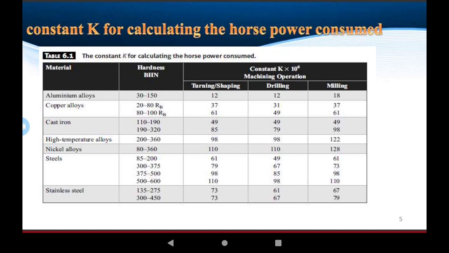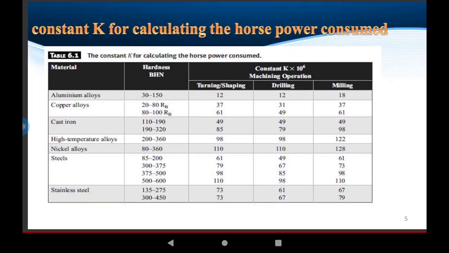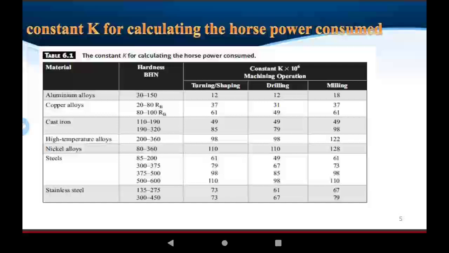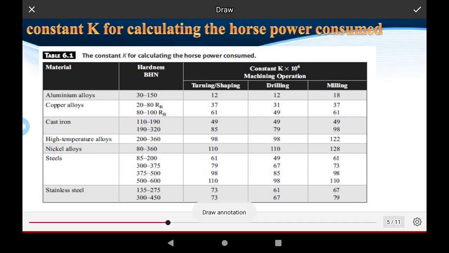Okay, the values taken for milling are 18. For copper alloy, BHN numbers 20 to 80 RB and 80 to 100 are given for turning, shaping, and the drilling operation performed on copper alloys, with K values such as 31 and 49, and the milling operation with values such as 37 and 61.